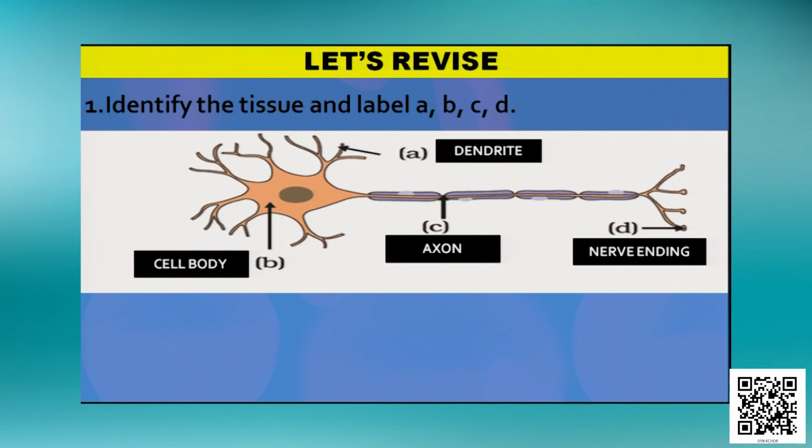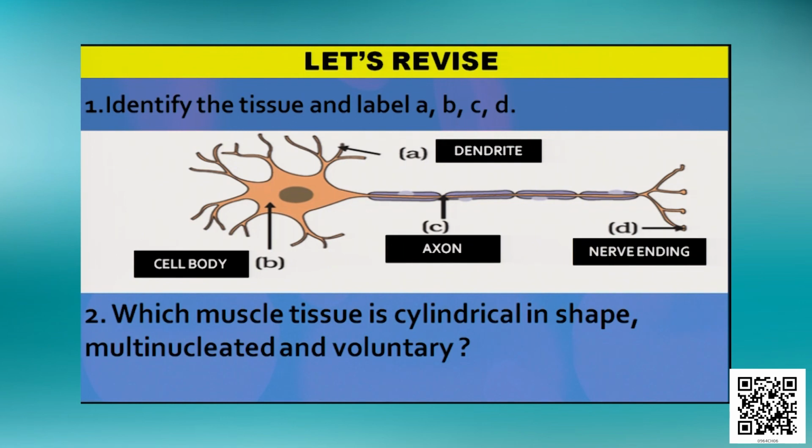So let's go to the second question. The question is, which muscle tissue is cylindrical in shape, multinucleated and voluntary? You need to think. Cylindrical in shape, multinucleated and voluntary. Which one? Yes, it's striated muscle. As it is attached to the skeleton, it's also called skeletal muscle.